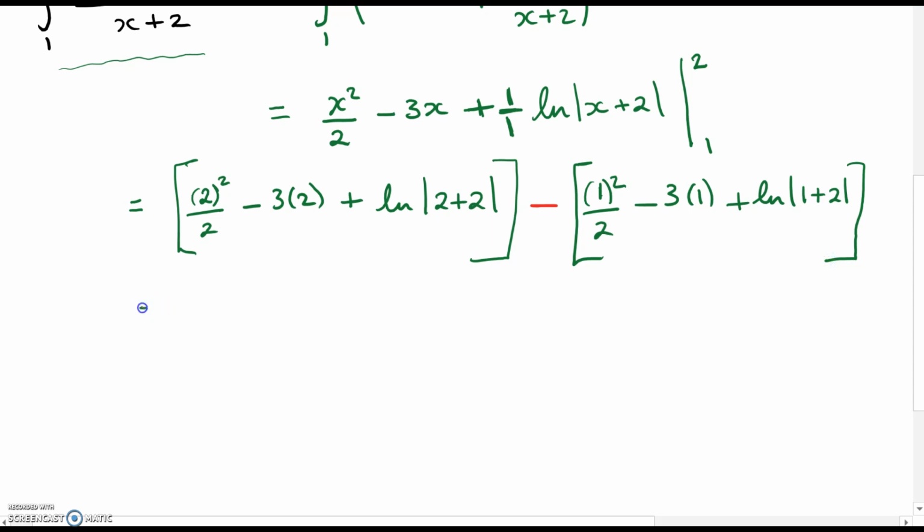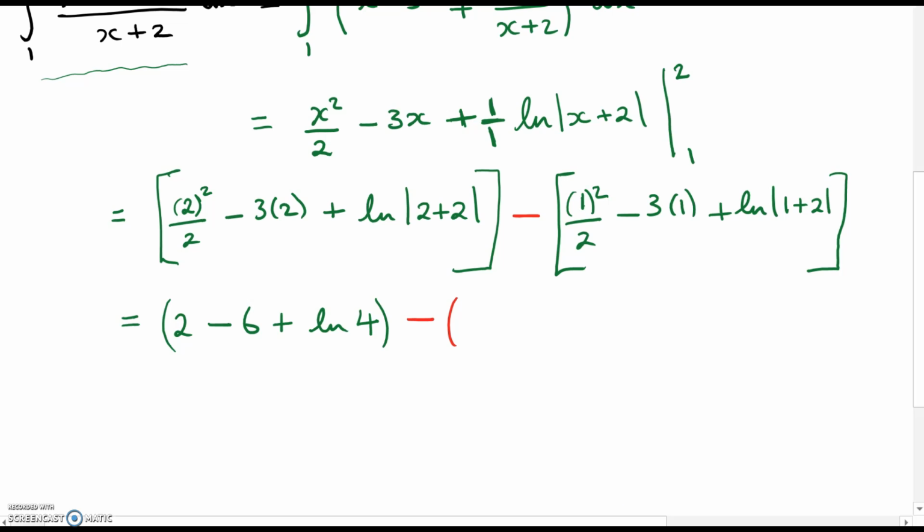Okay. Well, 2 squared over 2 is 4 over 2, which is just 2, minus 6, plus the log of the absolute value of 4. Well, the absolute value of 4 is just 4, so we can drop the absolute value signs. So that's the first bracket. And then here we're going to have 1 squared over 2, which is 1 over 2, minus 3 plus the log, the absolute value of 1 plus 2 is 3. So no need for the absolute value terms again there.